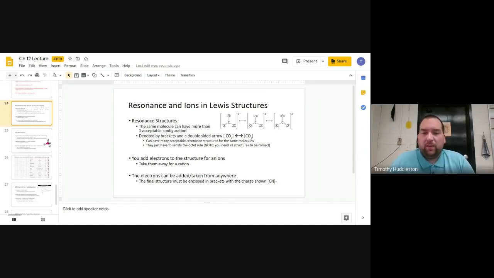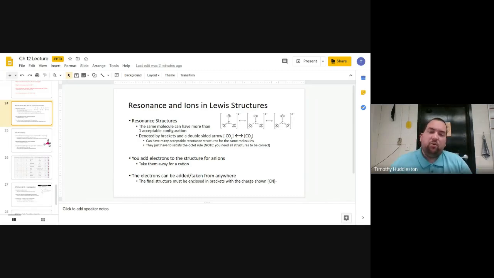So, resonance structures. That means the same molecule can have more than one acceptable configuration. If you would like to see the electron configuration for carbonate, this is carbonate. You'll notice it has a charge symbol up there. That's telling me I'm getting 2 electrons from somewhere. That generally means it's bonded to something else. So do know that those electrons aren't just coming from nowhere. What generally will happen is, instead of this carbon atom being bonded with a double bond like this, never mind, I'm not going to go down that. That's too advanced.